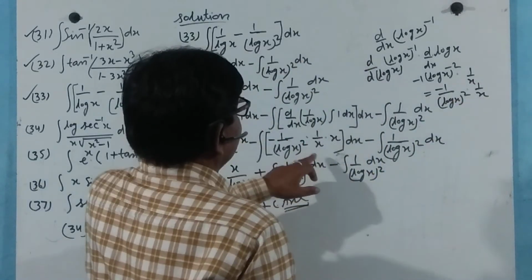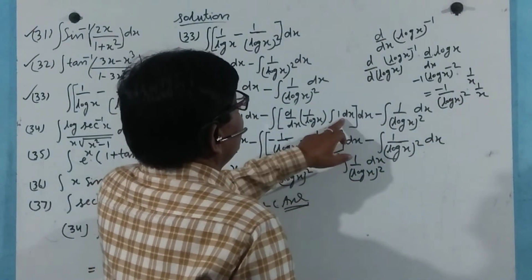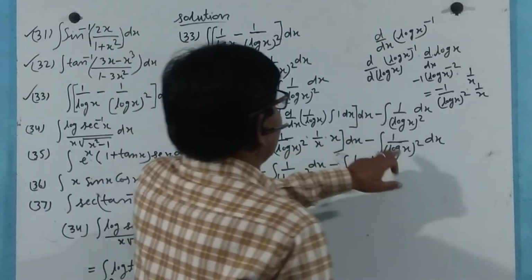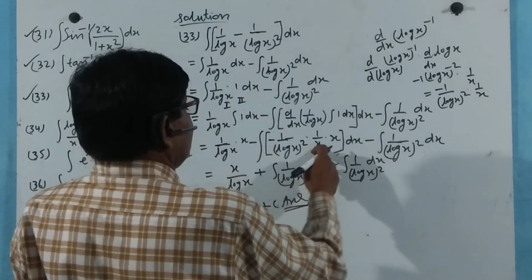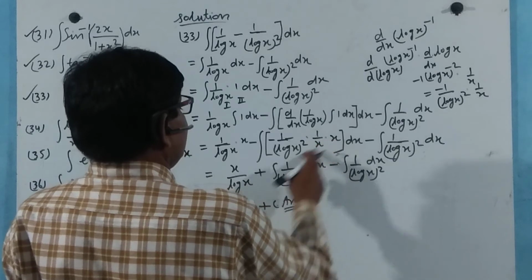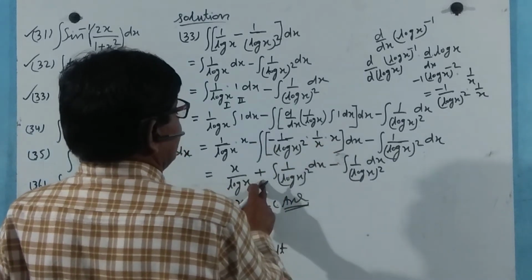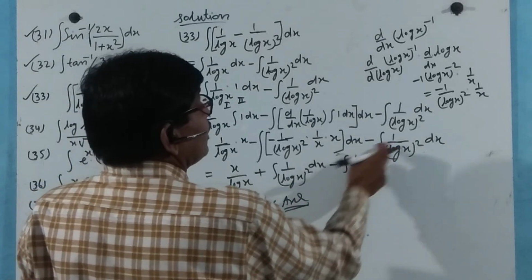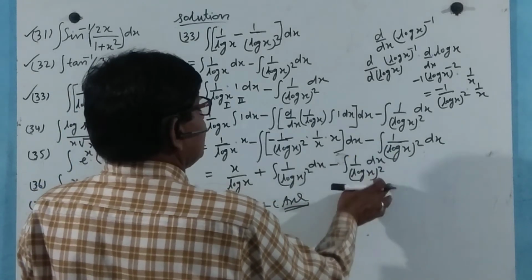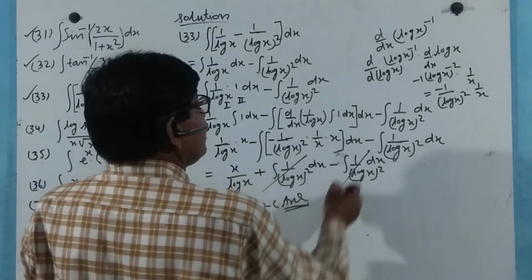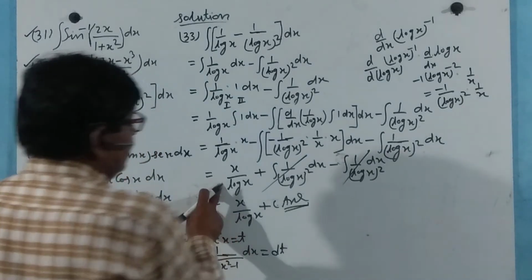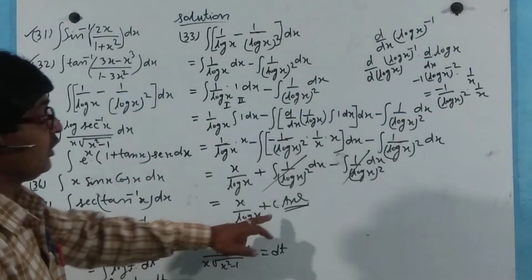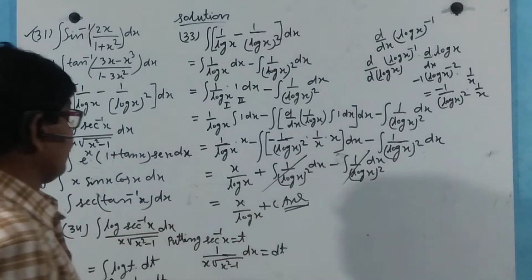So the integration of 1 dx is equal to x. This term comes here now. x and x cancel, and this is minus minus plus the integration of 1 by log x to the power 2 dx. These terms and these terms cancel, so that we get x divided by log x, and we add the integrating constant c here. This is our answer.